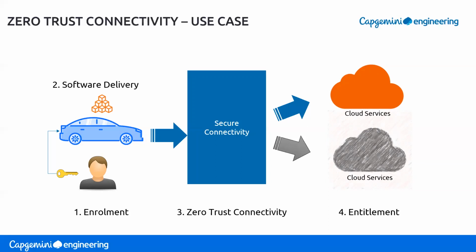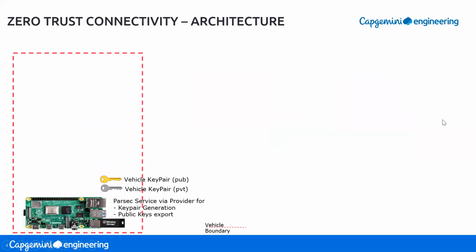The fourth step really would be to give an entitlement of which cloud services this vehicle can communicate to and talk to. And that's the configuration that would be done by the dealer or the OEM and can happen in a dynamic manner. So new services can be onboarded into the vehicle based on the entitlement that is given to the customer's vehicle. Let's see how this happens from an architecture perspective.